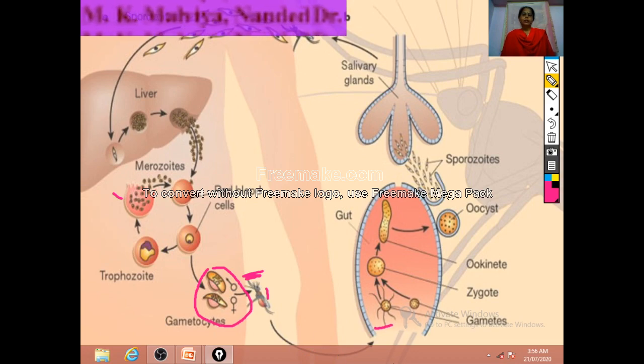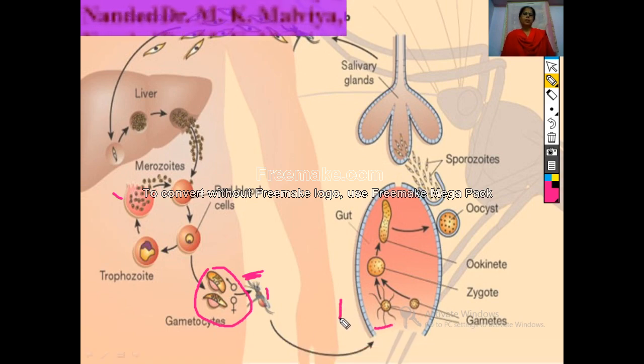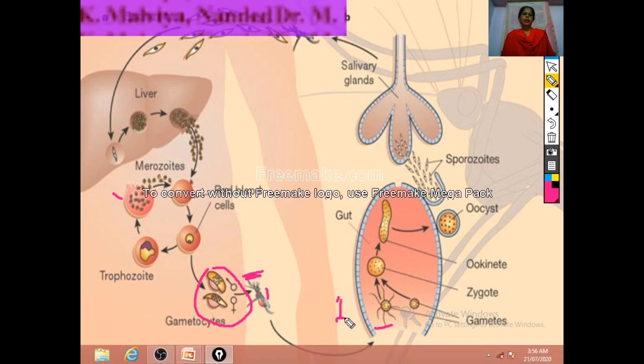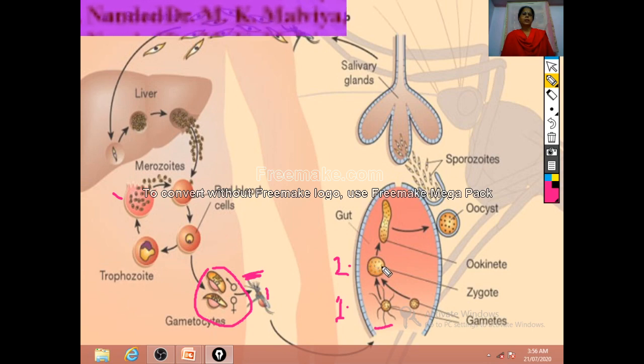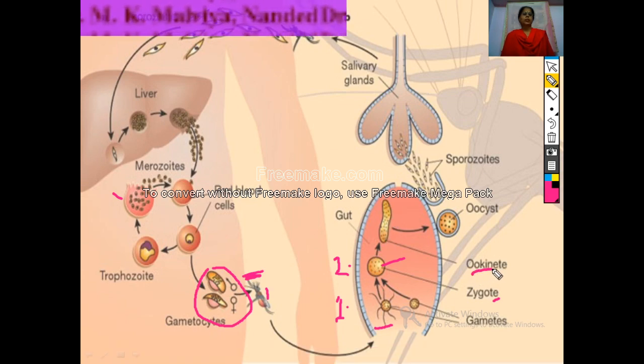After taking up the gametocytes here, the first step is called gametogony. I already told you what gametogony is: the formation of sex cells, the sperm and the ova, by the micro and mega gametocytes. Now the fusion takes place. This is the second step, known as syngamy. The zygote is formed here due to the fusion of the sperm and the egg. Now after formation of the zygote, the structure of this parasite is elongated, and this is now called the ookinete stage.